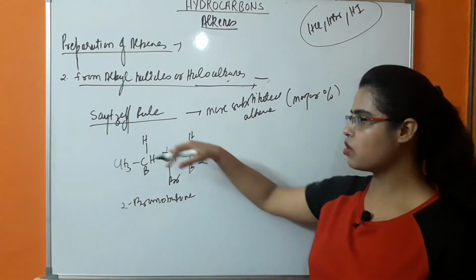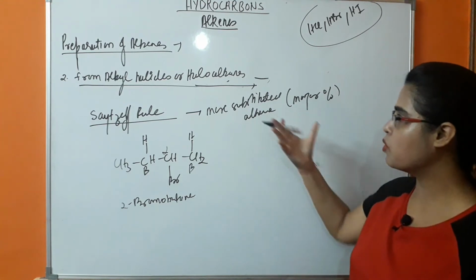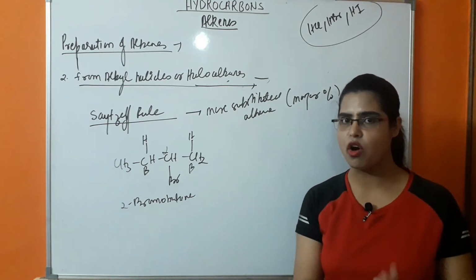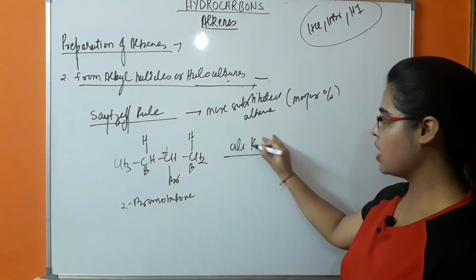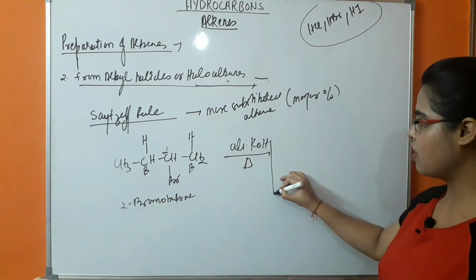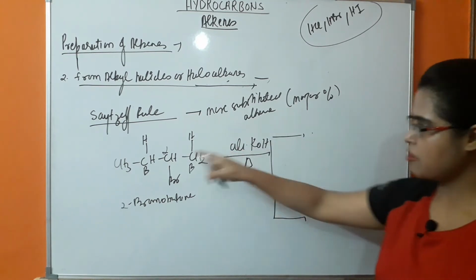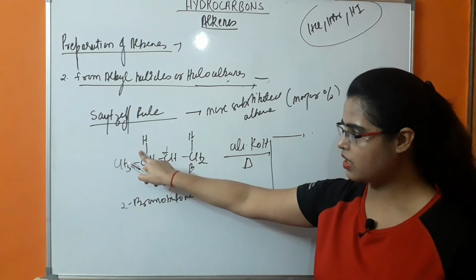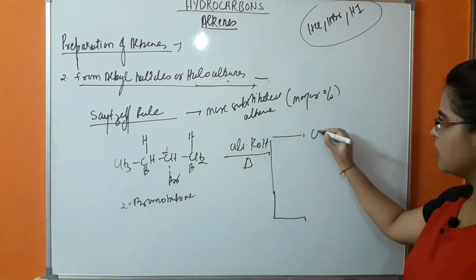So on the basis of which type of beta hydrogen will be eliminated, there will be a composition of alkene obtained. Okay, so what will happen? In the presence of alcoholic KOH, this reaction will be initiated with heat, and a mixture of products is obtained. So in this case, if this hydrogen is eliminated with respect to this bromine, what will happen?